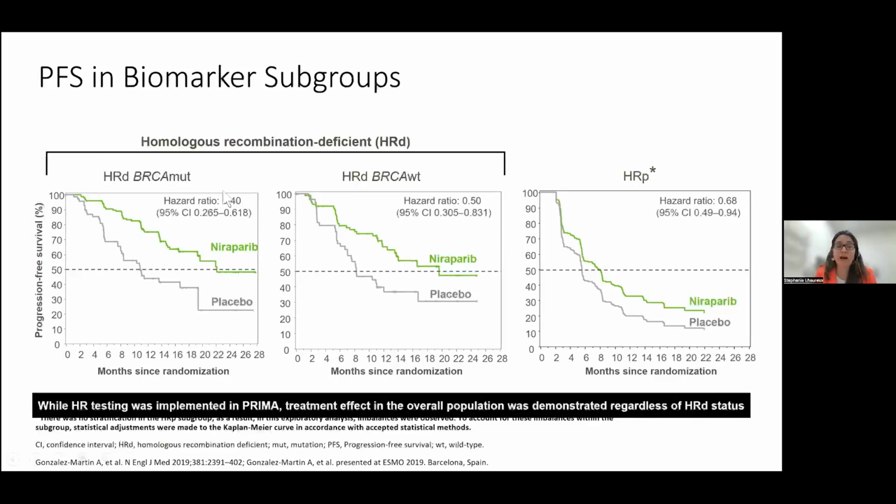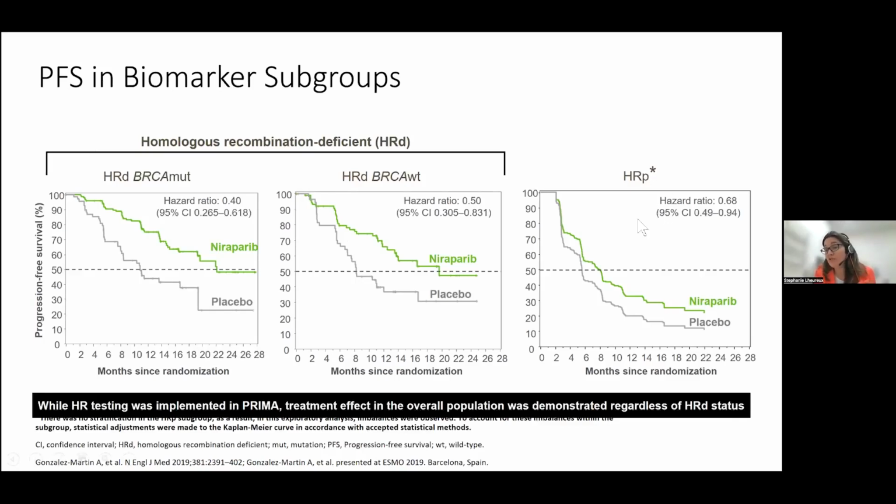For the patients who are HRD deficient by a BRCA mutation, the hazard ratio was 0.4. So definitely the patients who have a BRCA mutation benefit from a PARP inhibitor maintenance in first line. When you have patients who are HRD deficient by the test, but are not characterized by a BRCA mutation and are actually BRCA wild type, there is a benefit with a hazard ratio of 0.5. So definitely a benefit, and this homologous repair deficiency is due to mechanisms other than the BRCA mutation.